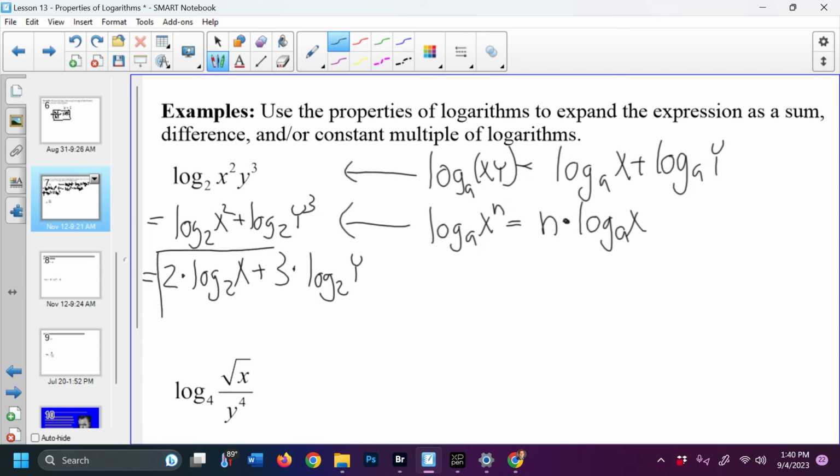And now I have expanded the expression as a sum or difference. There's my sum, and a constant multiple of logarithms. 2 and 3 are constants that are multiplying the logarithms.